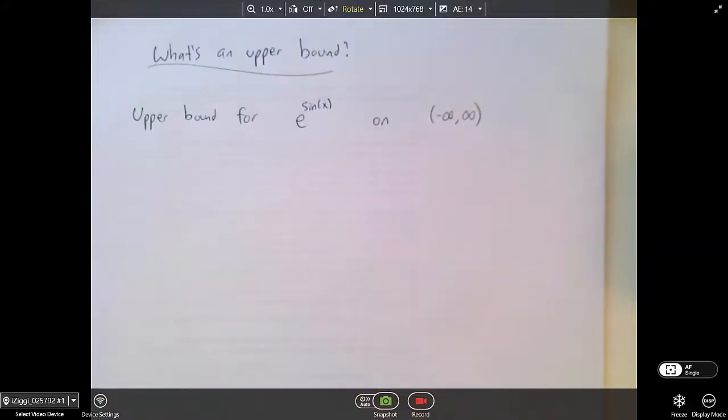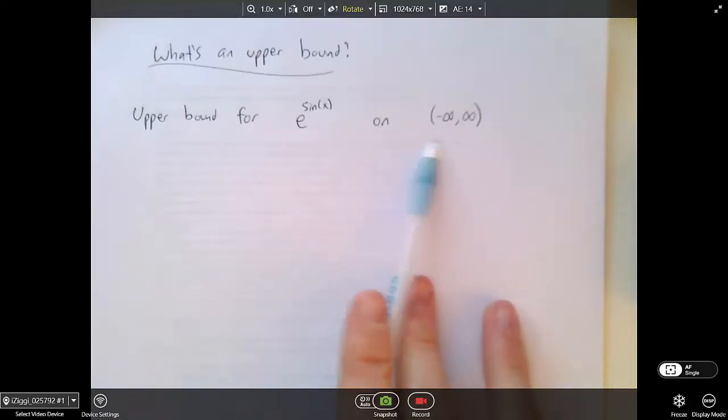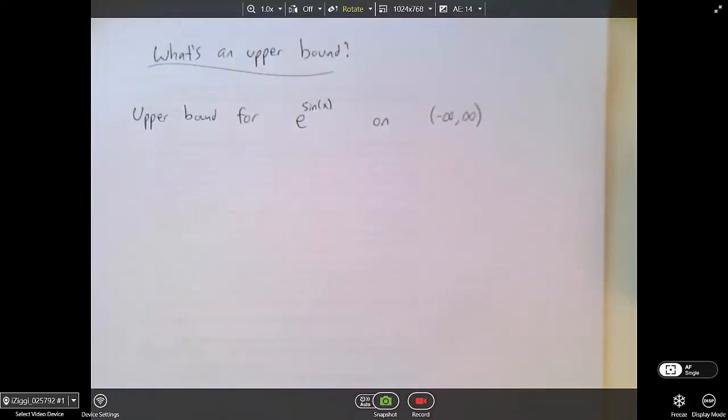And a question that's going to be a really important part of what happens on Monday is about finding upper bounds for functions over particular intervals. So an upper bound is just a number where our function is guaranteed never to be larger than that number. So, for example, I might ask, what's an upper bound for e to the sine x on the entire real number line, so all real numbers?